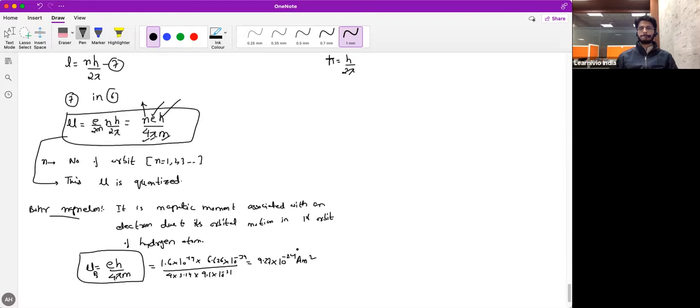So 10 to the power minus 24 ampere meter square. Yes, ampere meter square. It's magnetic moment, right? It's current into area.